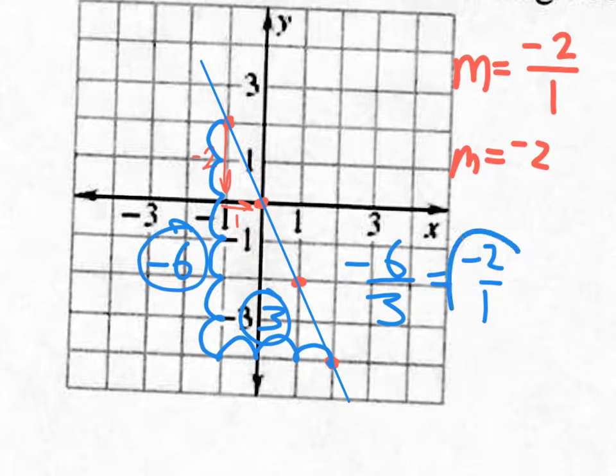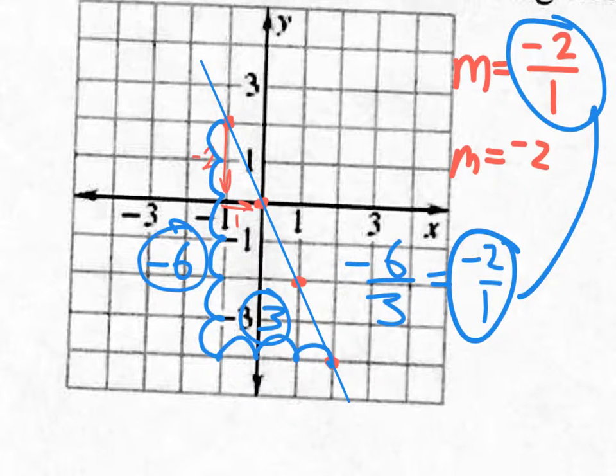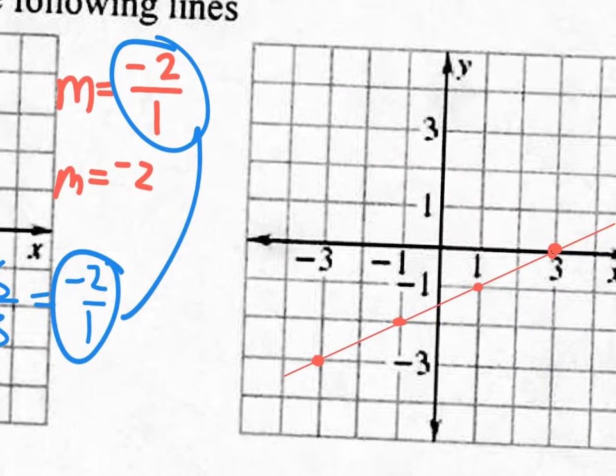before, -2/1 up here. So it doesn't matter which points you use, you just have to find your rise, which might be positive if it's going up, or negative if it's going down, and your run. Once you do rise over run out of any points on the line, you'll be able to find that slope. Moving on to our next one over here.